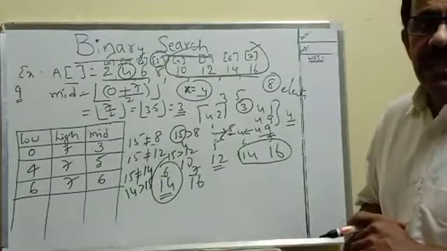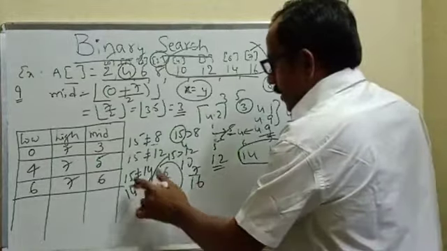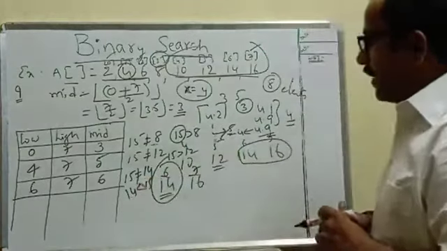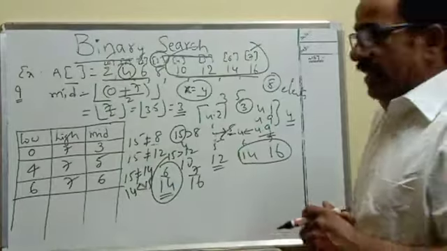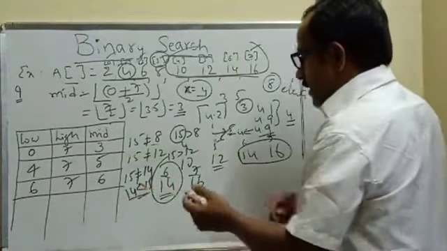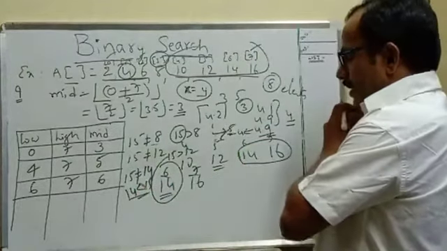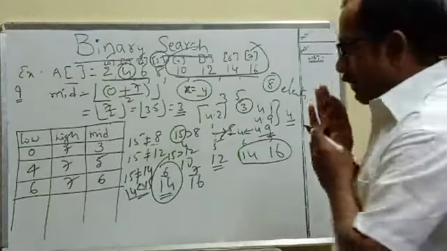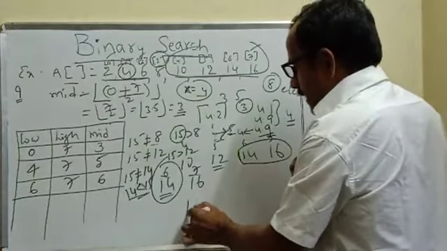14 greater than 15 is false; 14 is less than 15. So the mid location value is less than 15. Then the searching element should be there in the right side part. In the right side portion, only one element is there.